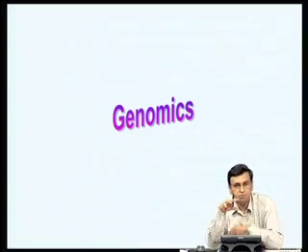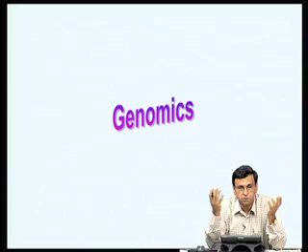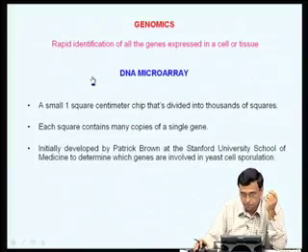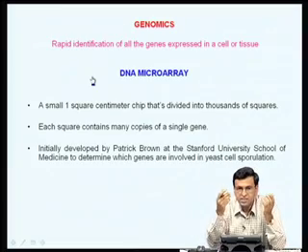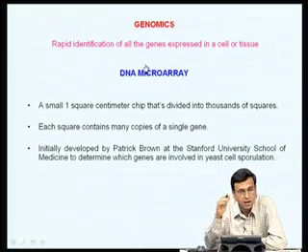So let us spend some time now to understand what is going on in the area of genomics. What are the exciting developments that are taking place in the area of genomics? Now what is genomics? A simple, straightforward definition of genomics would be rapid identification of all the genes expressed in a cell or a tissue. This is the simplest definition of genomics.